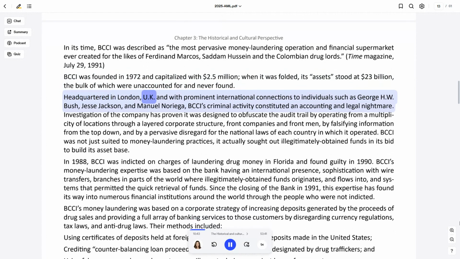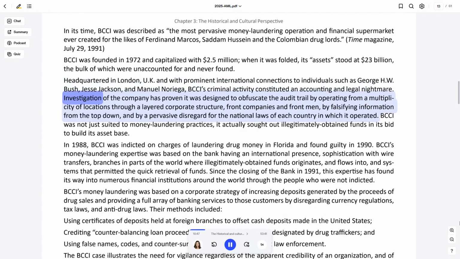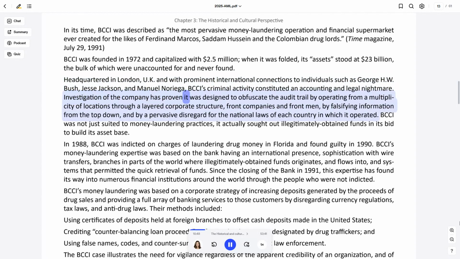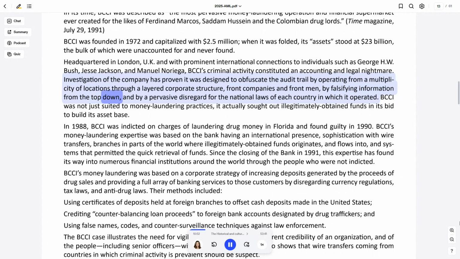Headquartered in London, UK, and with prominent international connections to individuals such as George H.W. Bush, Jesse Jackson, and Manuel Noriega, BCCI's criminal activity constituted an accounting and legal nightmare. Investigation of the company has proven it was designed to obfuscate the audit trail by operating from a multiplicity of locations, through a layered corporate structure, front companies and front men, by falsifying information from the top down, and by a pervasive disregard for the national laws of each country in which it operated.